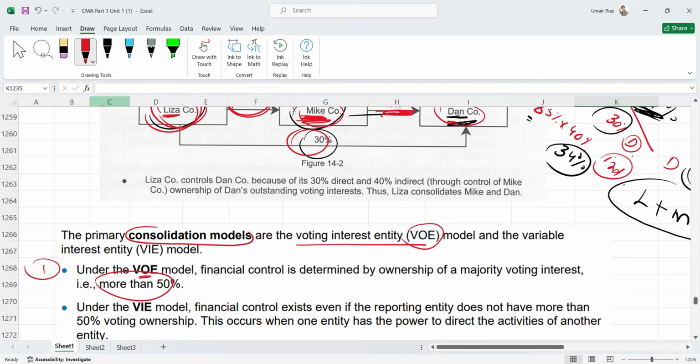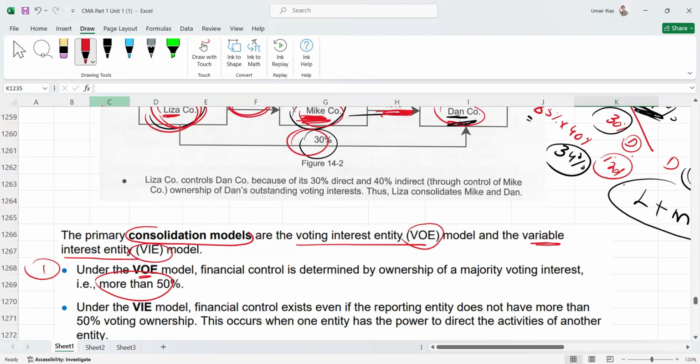And there is another model in which consolidation is also required, although in the other model you will not have more than 50% of voting rights, but still consolidation is required. And the name of the second model is called what? Variable interest entity model, VIE.